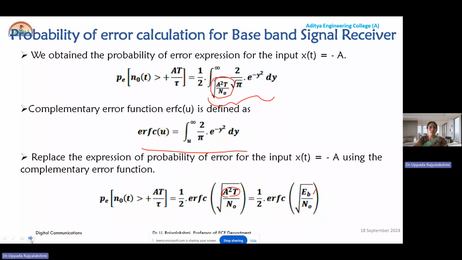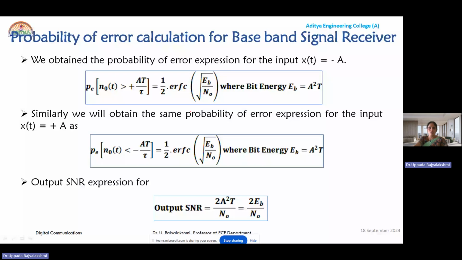So finally, you can write the probability of error when the input x of t is equal to A is P of n naught of t greater than A t by tau, and it is equal to half ERFC of root EB by N naught, where EB is the bit energy. In the same manner, you can obtain the probability of error expression for input x of t is plus A. When input is positive, output must also be positive, but error will occur when n naught of t becomes less than minus A t by tau, which is equal to half ERFC of root EB by N naught, where EB is the bit energy.